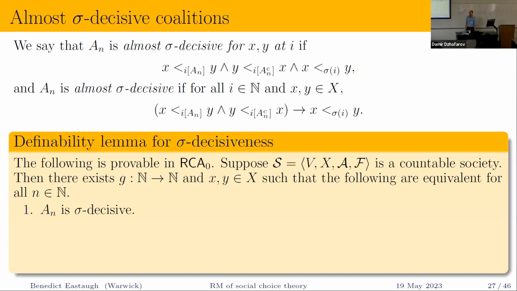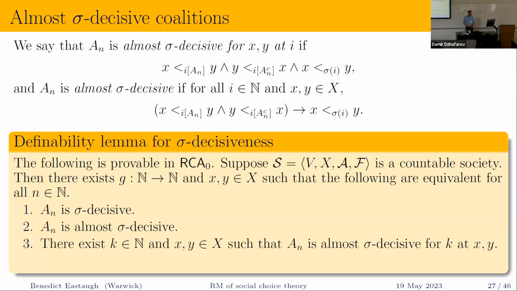In some sense, we're moving from stronger to weaker conditions. So A_n is almost sigma decisive. And there exists some index k and some pair of alternatives, let's call them w and z, such that A_n is almost sigma decisive for k at w and z. This is kind of important because at the top we have this global condition that applies to all profiles, and this one just applies to one. So it's saying if you've got some coalition that wins somewhere, they win everywhere. And this is where you need three alternatives to do this spread of decisiveness from one particular profile to all of them. In some sense, this is where the matching happens in Arrow's theorem.